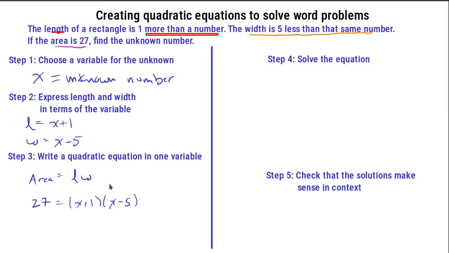If you FOIL the right-hand side out, you'll see your x squared term in there. So let's actually do that and put this in standard form. So if you FOIL this, you're going to get x squared minus 4x minus 5 equals 27. And if we put everything on the same side, x squared minus 4x, subtract 27, we get negative 32. All right, and then step 4, we're going to solve this equation.